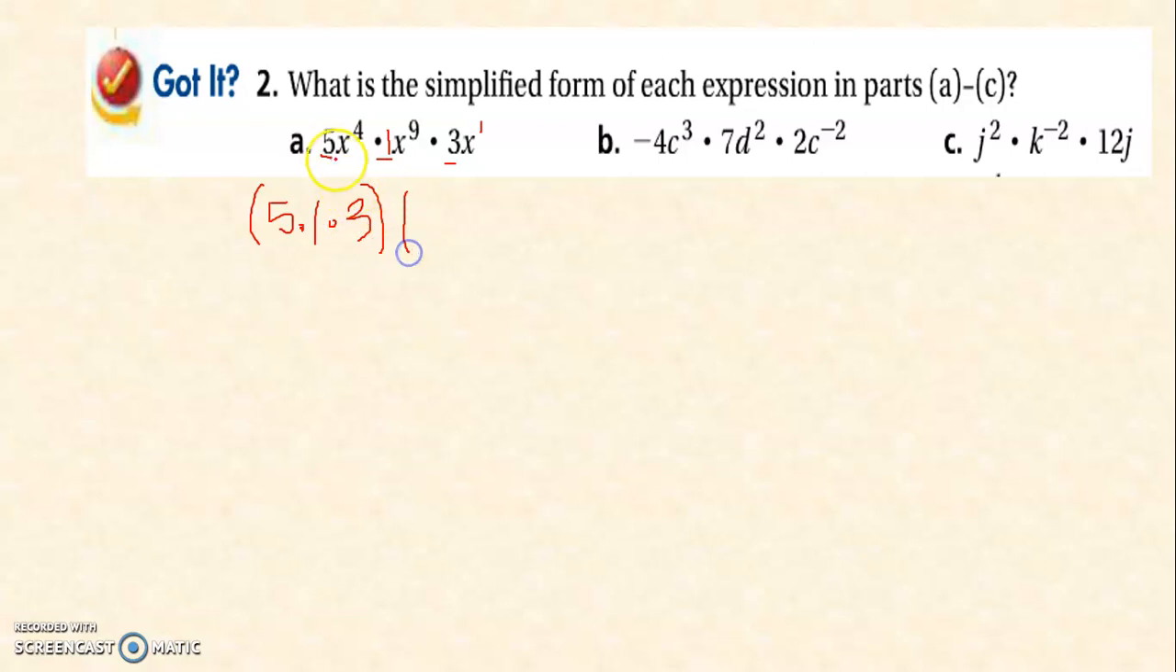And then after that, concentrate on the variables. We have there x raised to 4 multiplied by x raised to 9 and then multiplied by x raised to 1. Okay, let us now multiply. What is 5 times 1? 5 times 3, that is now equal to 15. And then how about the variables? x. You're just going to add 4 plus 9, that is 13, plus 1, that is 14.